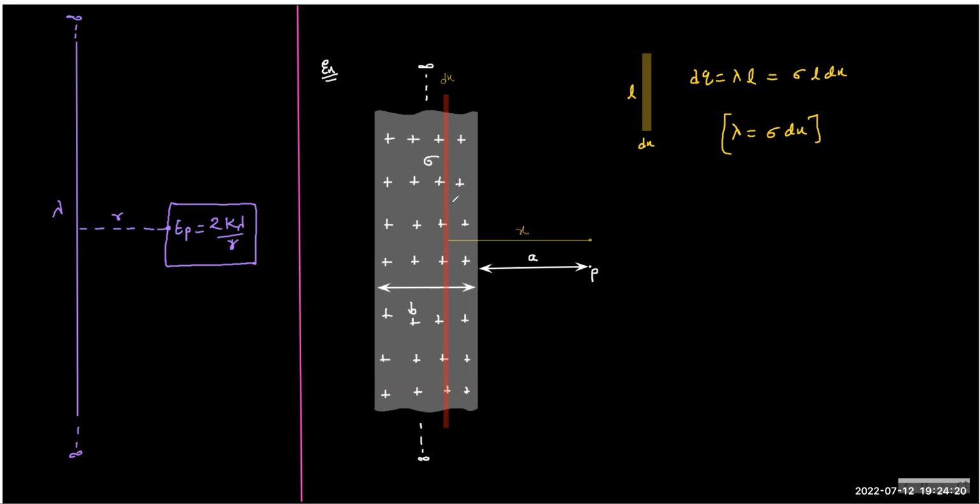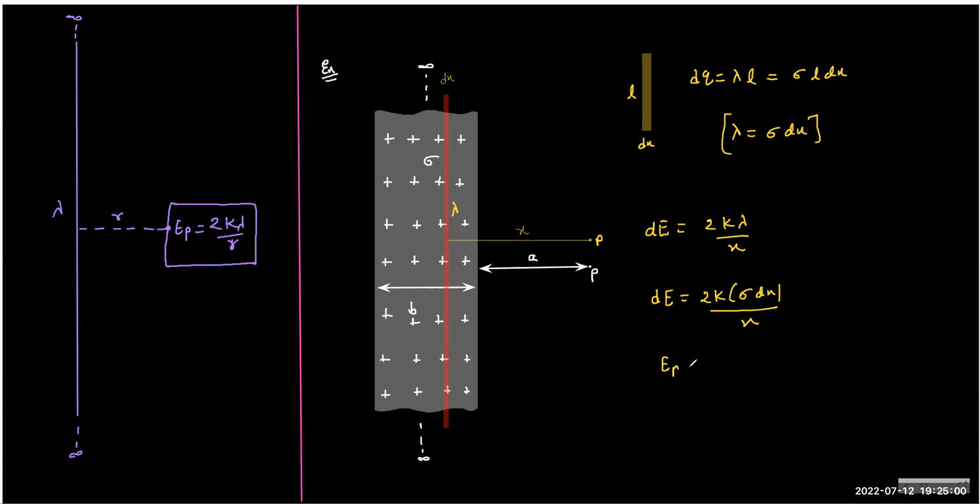And why this is important, because we know the formula due to lambda. So dE at the point P will be 2k lambda by x, correct? Because the line charge is x away. But lambda is now sigma dx. And you can clearly see all such lines will contribute in the same direction, towards the right. That's why the angle is not the issue.